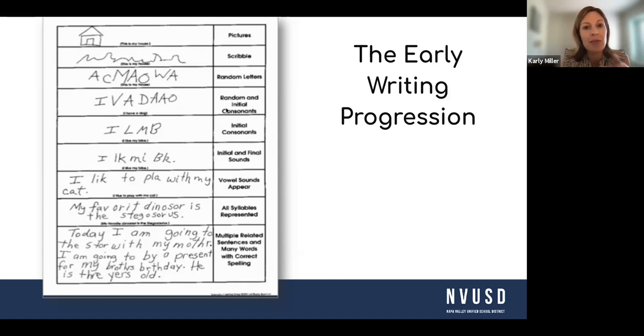And then we begin to move into random letters still, but some initial consonants. So they might know that dog begins with D. So they're going to go ahead and put a D in there. And they might be able to tell you what this says because in their mind, they've crafted it that way. Then we move into initial consonants.